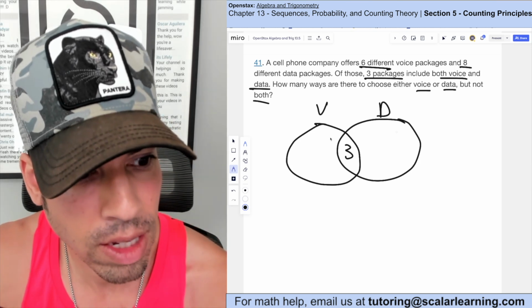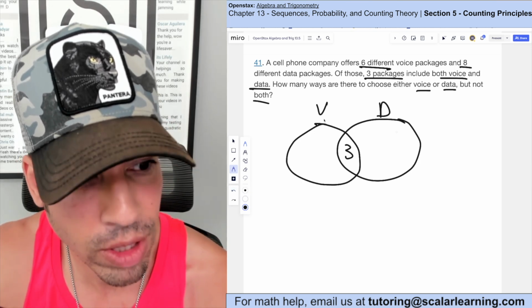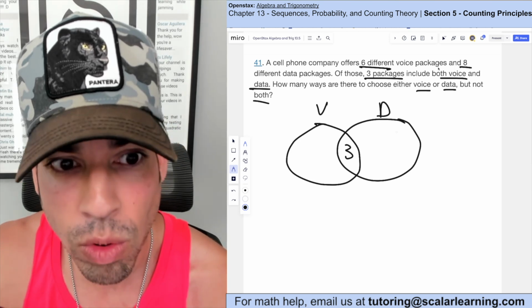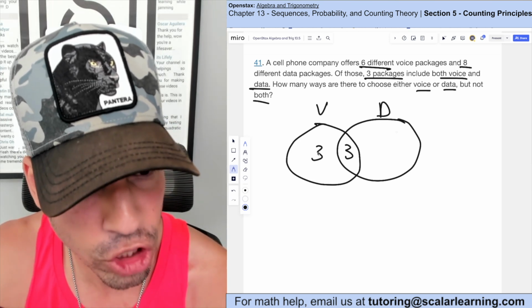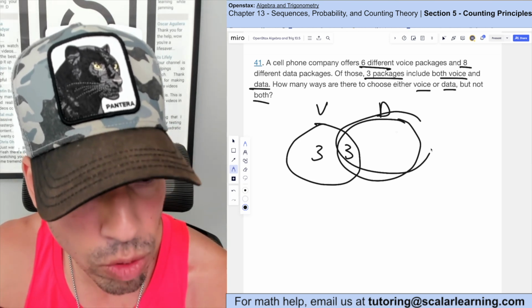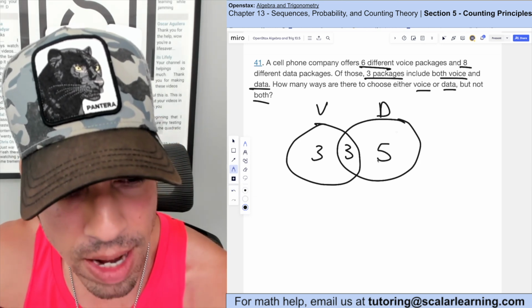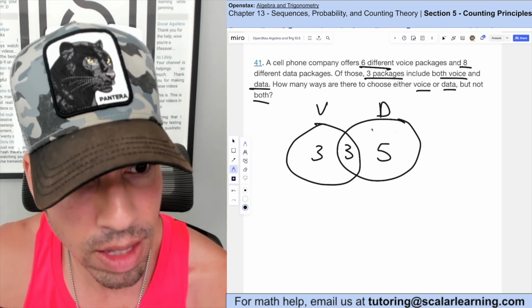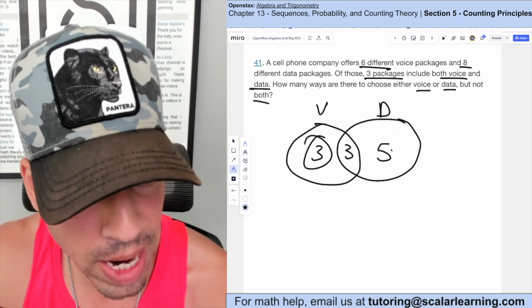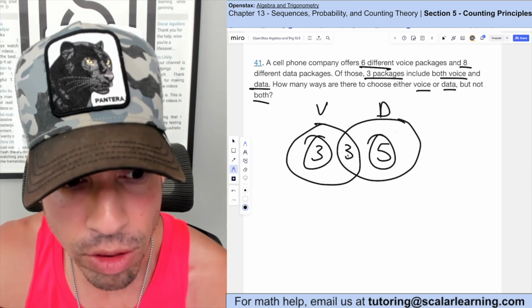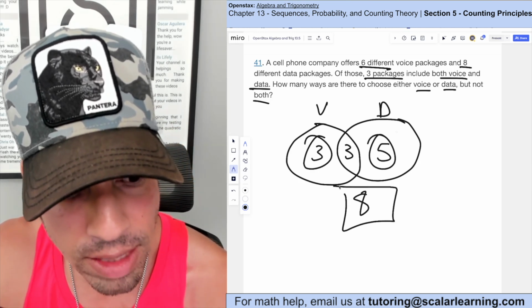And then since this entire circle includes everything voice related, if there are 6 total voice packages, there would be 3 that are just voice. And since this whole circle is data, since we've already got 3 here and 8 total, there'd be 5 out here, which means that for the just voice packages and just data packages, we've got 3 and 5, which add up to 8. That's how you do it.